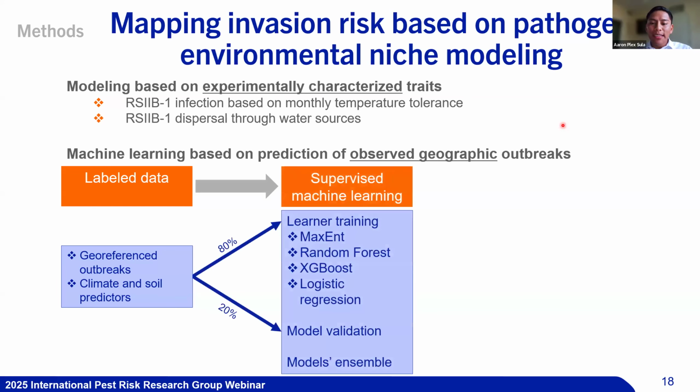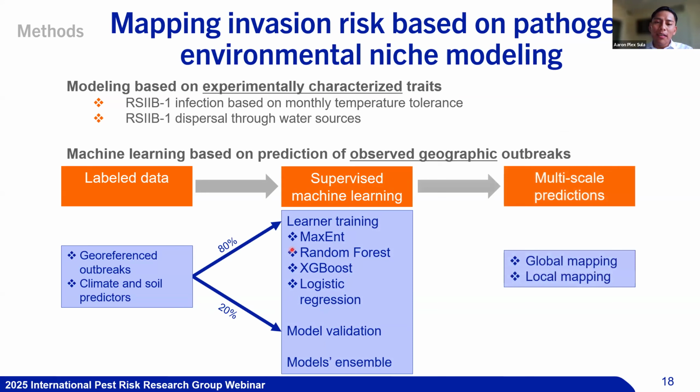Next, we used 80% of this dataset to train models and 20% to validate these models. We used 4 different machine learning algorithms, including Maxent, Random Forest, XGBoost, and Logistic Regression. We provided maps for each of these models, and we assembled these predictions to provide global and local maps of potential invasion risk.